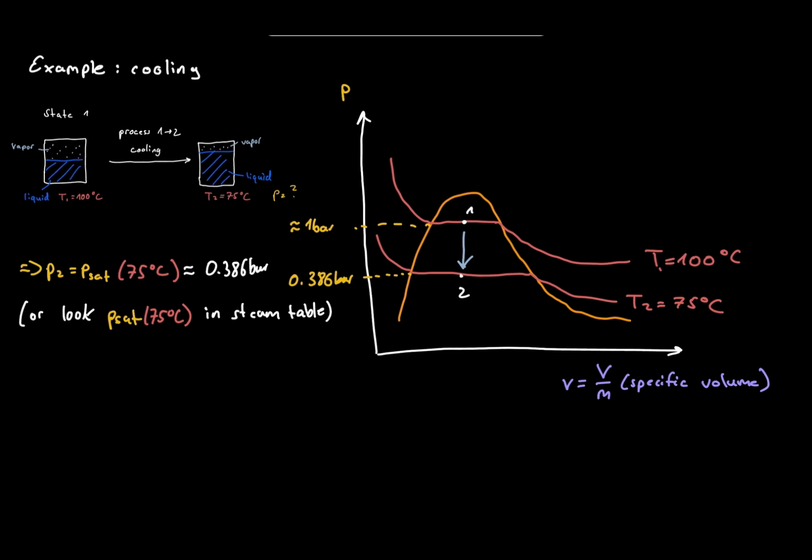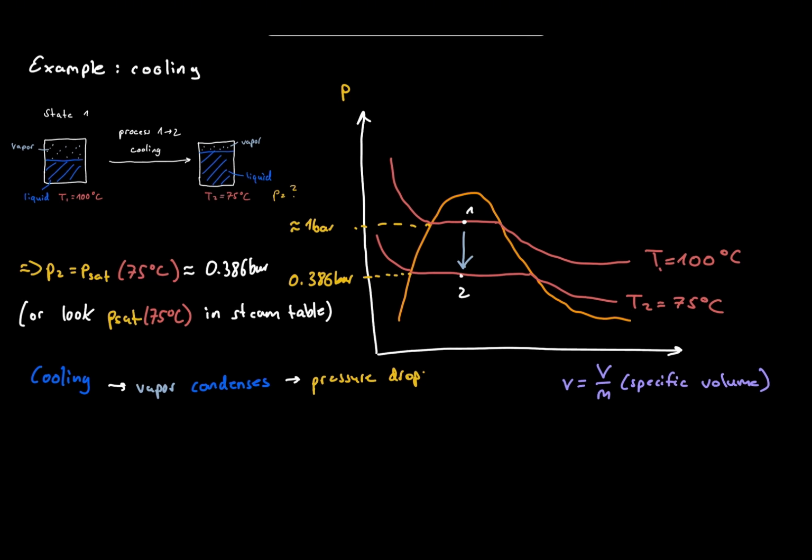And now we can also understand why. When the system cools down, some of the vapor condenses back into liquid. That means there are fewer vapor molecules left, so the pressure drops. But the important point is this: the pressure does not drop randomly. It drops to exactly the saturation pressure that belongs to the new temperature.